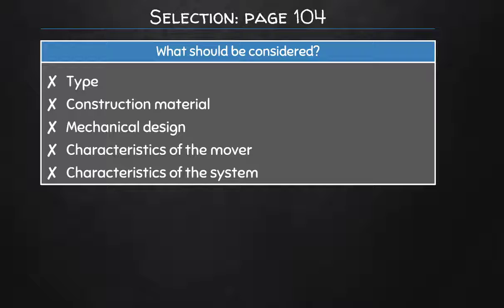It can be quite simple if you know what you're doing. Firstly, the type of operation should be considered, as well as the construction material that is required for the process. What is the impeller constructed out of? Is it brass? Is it plastic? Is it stainless steel? Is it nickel? Is it Hastelloy, etc.? And also the mechanical design.